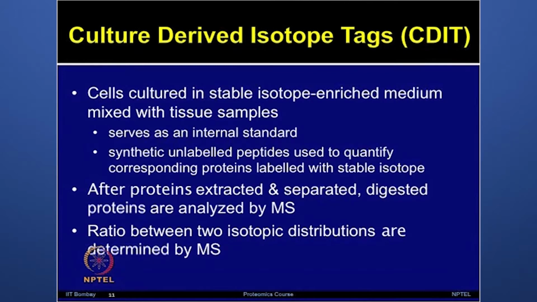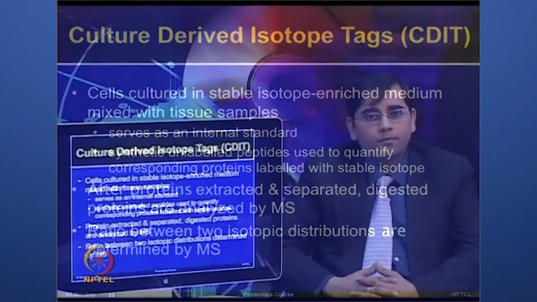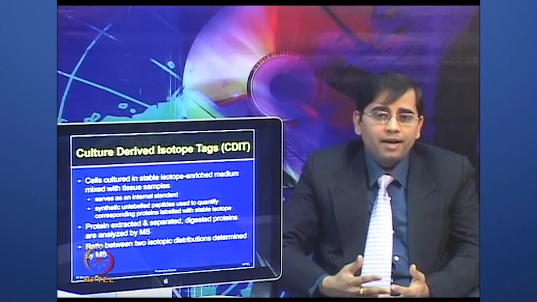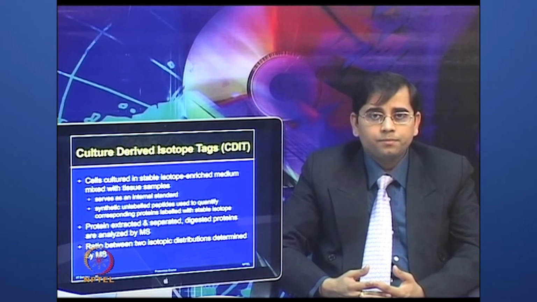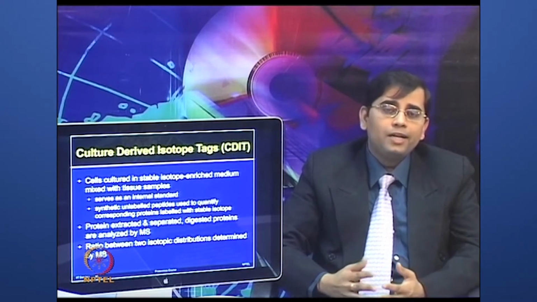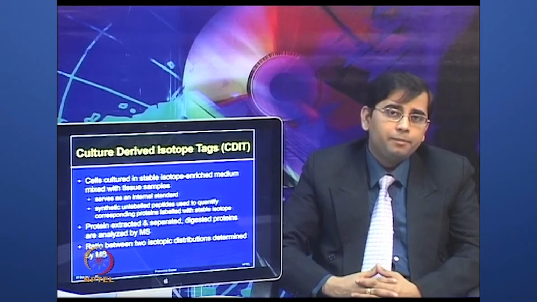In this method, the cells which are cultured in the stable isotope enriched medium are mixed with the tissue samples, which serves as an internal standard. The synthetic unlabeled peptides can be used for the quantification of corresponding proteins which are labeled with stable isotopes. The proteins can be extracted and digested prior to the MS analysis. The ratio between 2 isotopic distributions can be determined by mass spec.